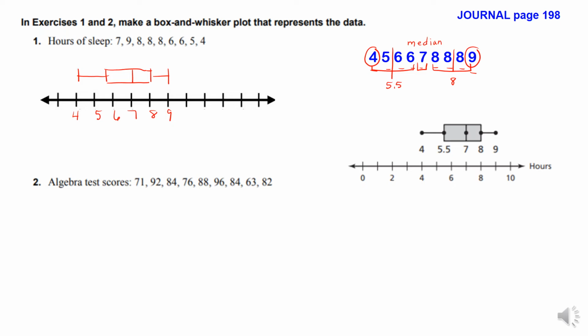And remember, your numbers should be even, okay? Uniform. So go ahead and try this one. Remember the steps, put them in order. Find your 5-number summary, and then put your 5-number summary as the endpoints on your graph, and then make your box and whisker. Okay? So go ahead and push pause and give yourself a minute to do that.